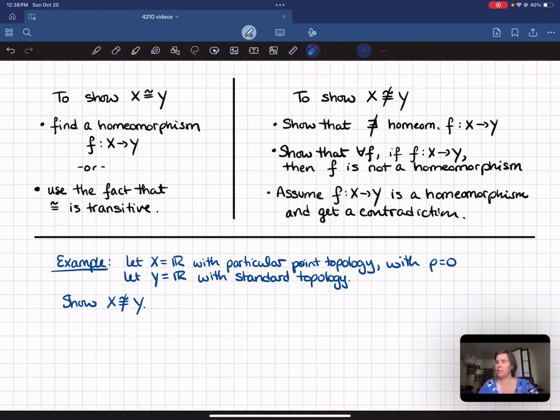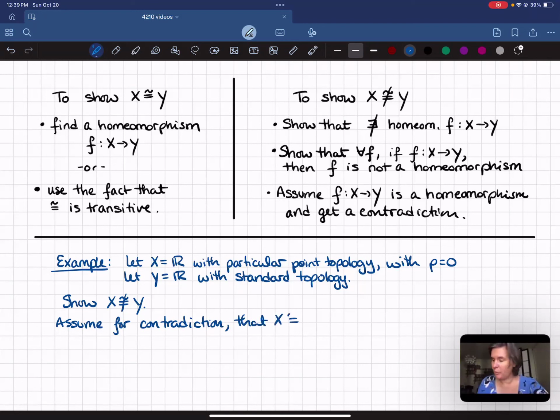Okay? To do this, I will assume they are. So assume for contradiction, for the sake of contradiction, that X is homeomorphic to Y. Assume they are homeomorphic. So that means that there is a homeomorphism. There is a function that shows us that they're homeomorphic. And I need to somehow get a contradiction out of this.